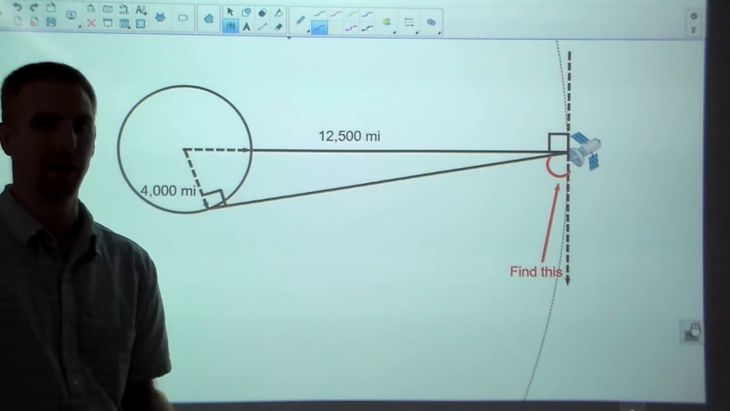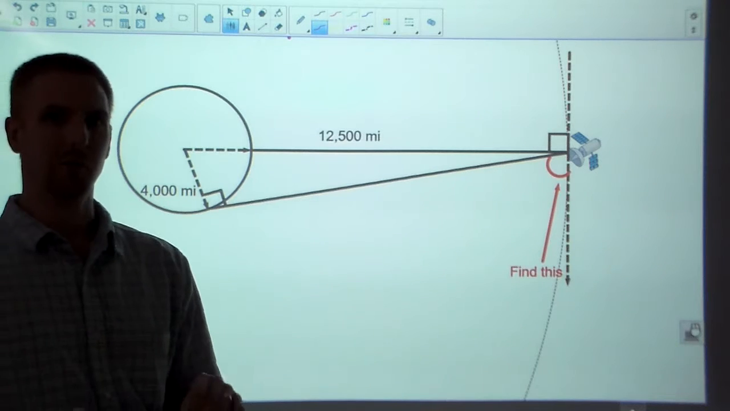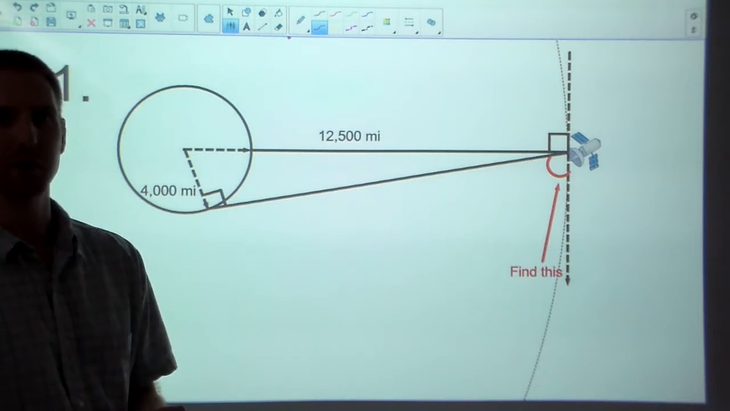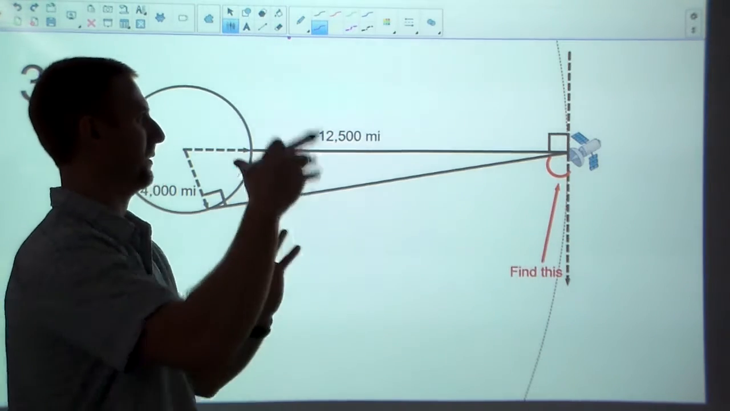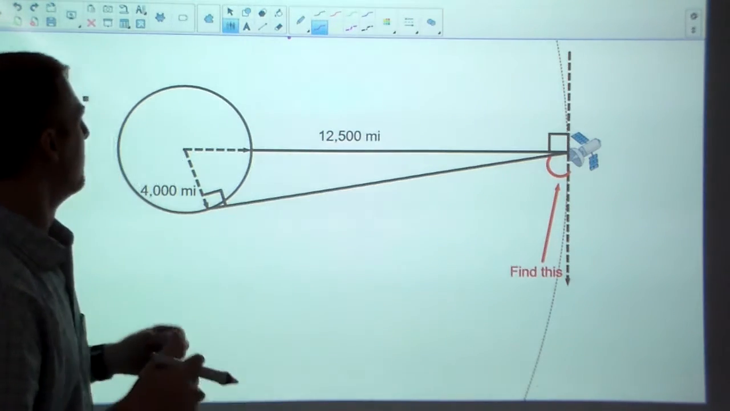31 is one I really like. I had to do this in real life before we had the internet to look up all the positions of where satellites are, put your coordinates in, all that. I had to actually do this for real to aim a satellite before, and it worked.